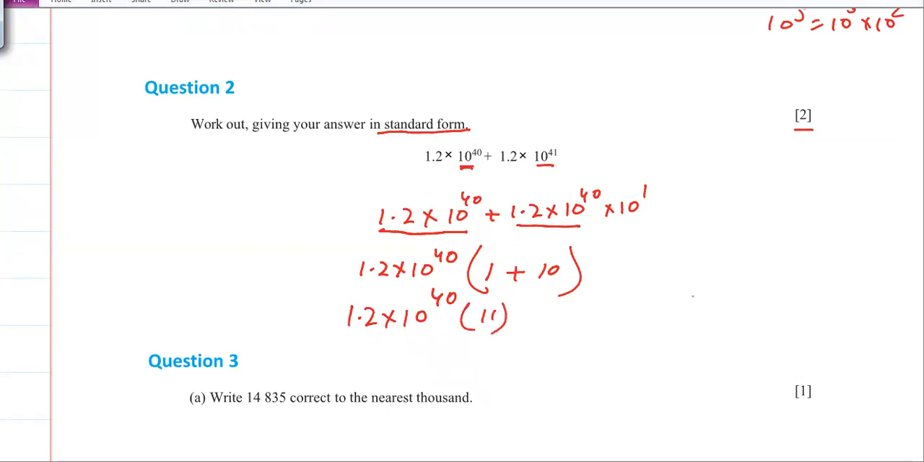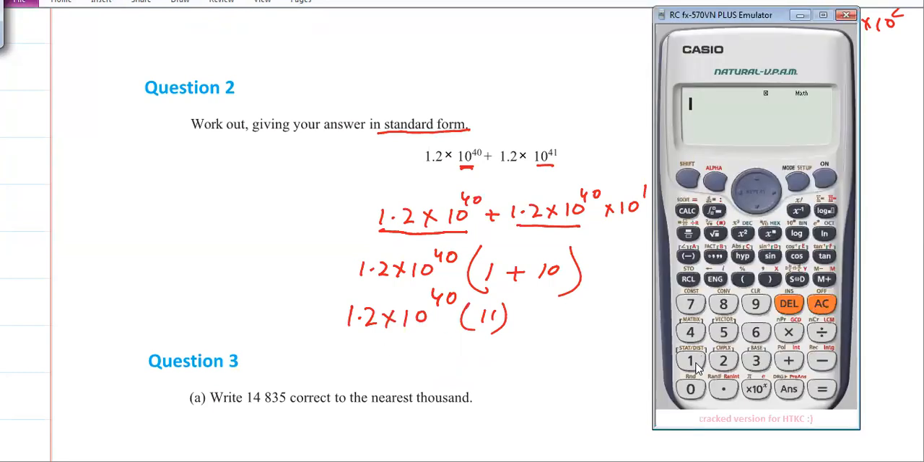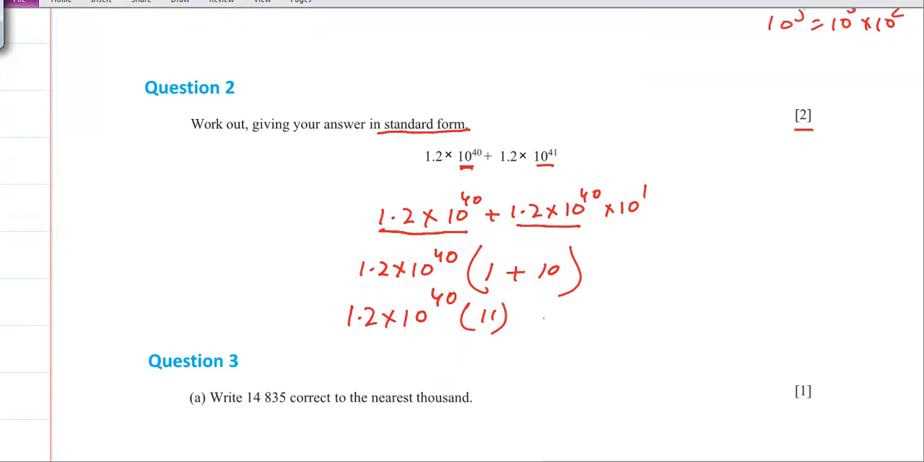Okay, let's multiply. Or you can just write directly 1.2 into 10 to the power 40 multiplied with 11. So your answer will be, it will already give you directly in the standard form, 1.32 into 10 to the power 41. Because look, it's 2 marks, that's why you have to show this working.